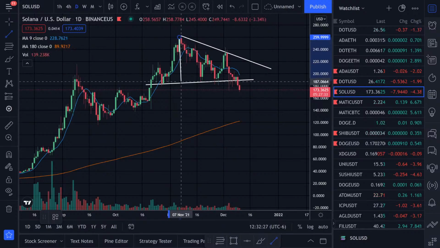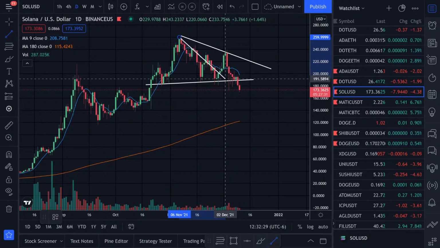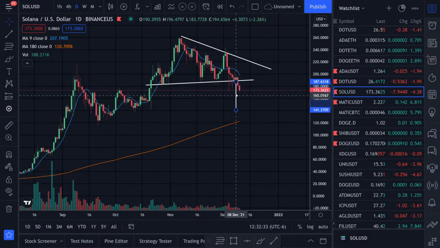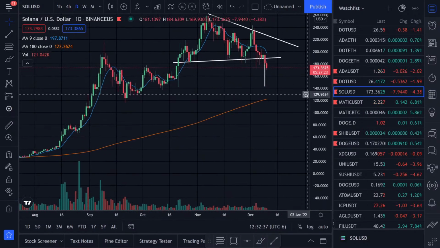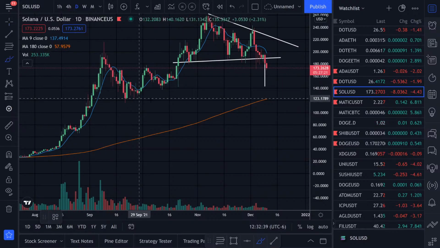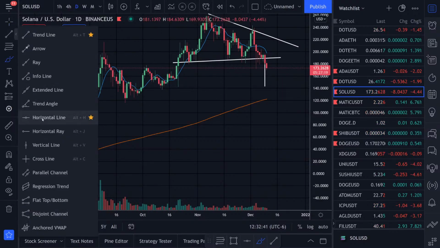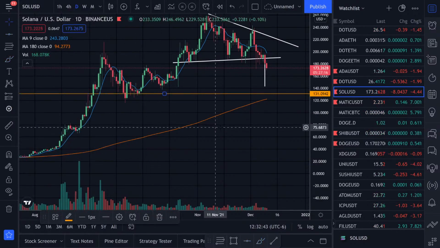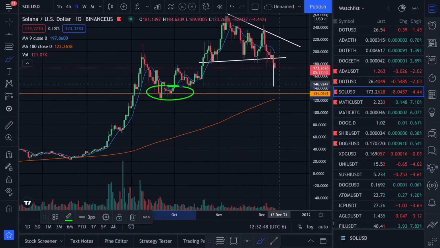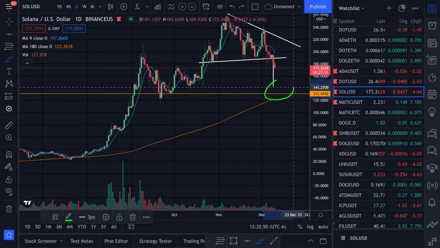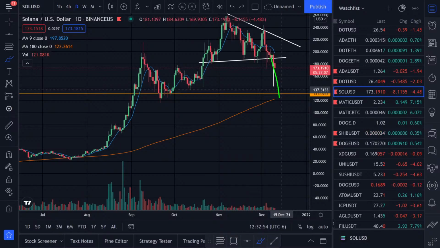You could argue top to the bottom right here, or maybe the top to the bottom over here. I like to be conservative about these targets because it's more likely to hit them. But this is sitting around 142. Let's do a horizontal line right here. I think between this support and this target right here, somewhere in this area, we might be heading to this level down here around maybe 140.